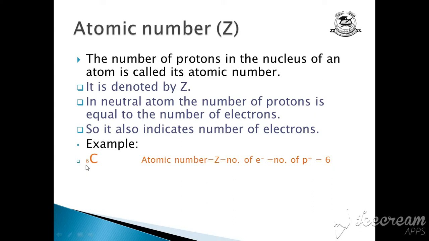Six carbon. This 6 which is written here is the atomic number. It means carbon has 6 electrons and 6 protons.